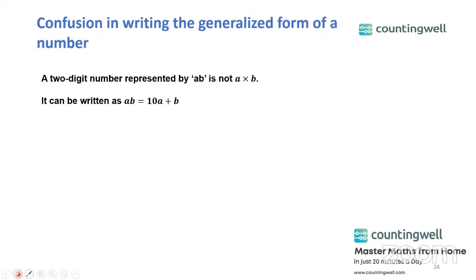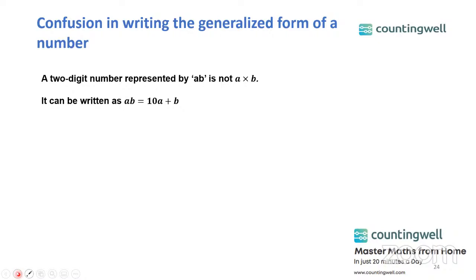Let us see how students get confused while writing the generalized form of a number. For example, if they have any 2-digit number represented by AB, always remember that AB is not A into B. It is just the representation of any number. For example, if we have a number 13, so 13 is represented as AB, where A is 1 and B is 3. We cannot write 13 as 1 into 3. That's why AB is not equal to A into B.